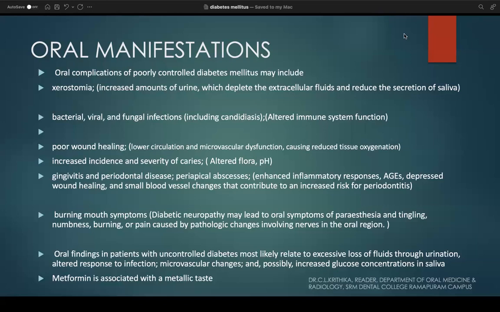So, oral findings in patients with uncontrolled diabetes mellitus are most likely to be related to excessive loss of fluids through urination and altered response to infections, microvascular changes, and possibly due to increased glucose concentrations in saliva. Patients being treated with metformin might often complain of a metallic taste.